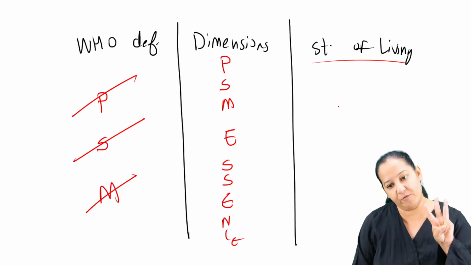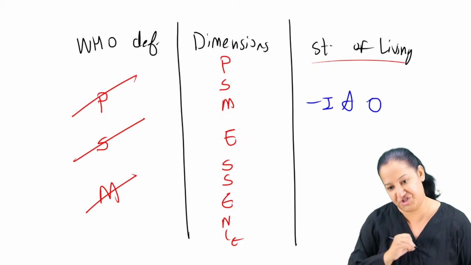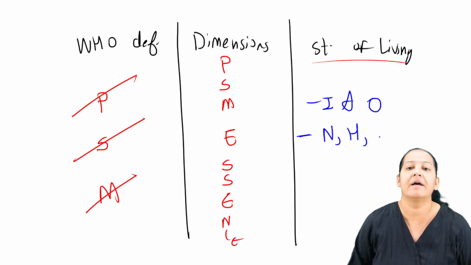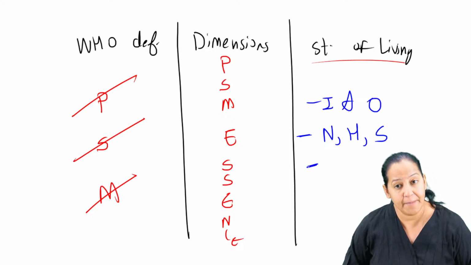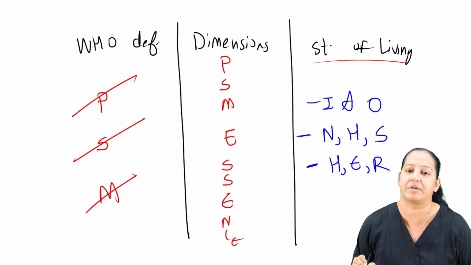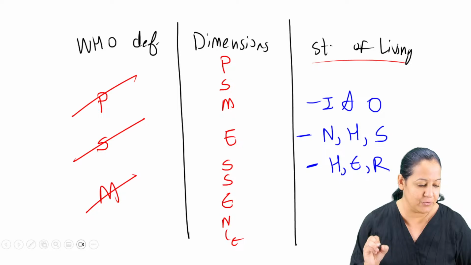And standard of living has only 3 components. What are the 3 components? Number 1, income and occupation. Number 2, roti, kapda, makan: nutrition, housing, and sanitation. And sanitation, not clothing, it's sanitation. And number 3, the provision of health, provision of education, and provision of recreation. So these are the 3 components of standard of living. You get simple MCQs on that.